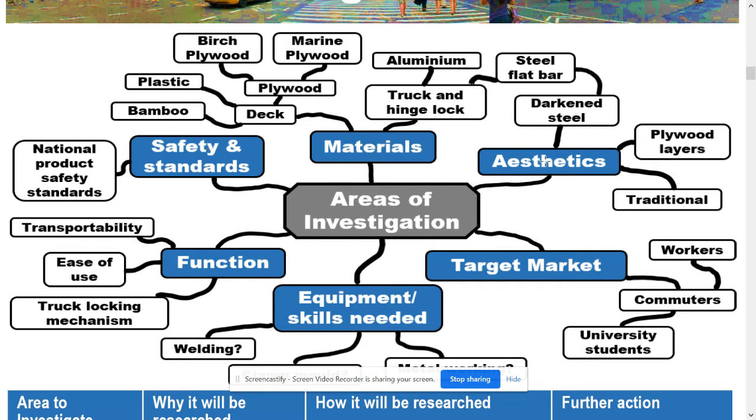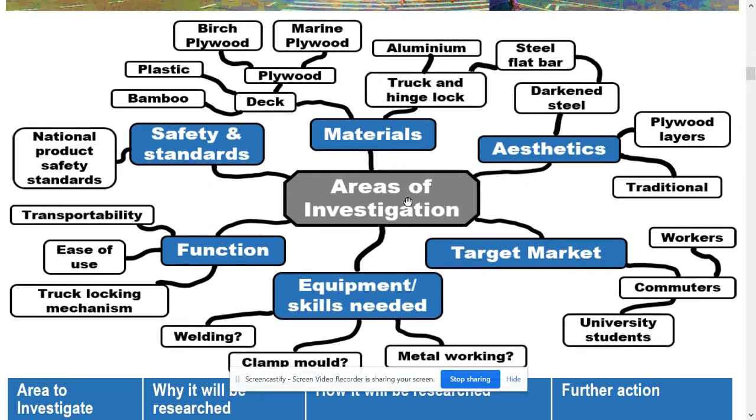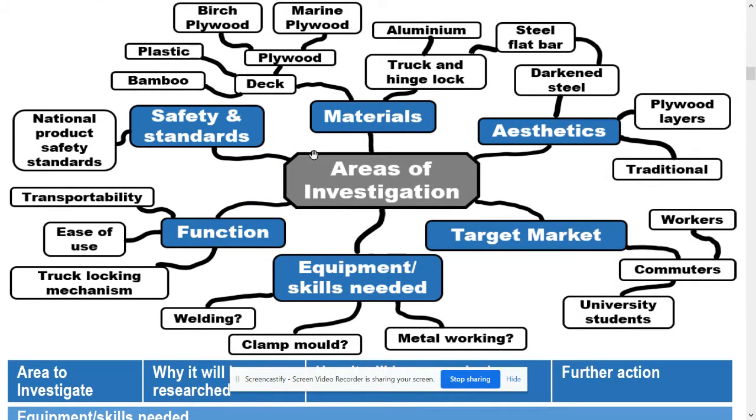You want people to buy your product at the end. Who your target market might be, what sort of equipment and skills you might need, and how it's going to function. And then trying to branch out from that. So it does look good in your folio if you've got some sort of mind map that shows you've been thinking about it. And again, I'm not saying this is the ultimate and this is the best for every single project, but having a mind map is not a bad thing.